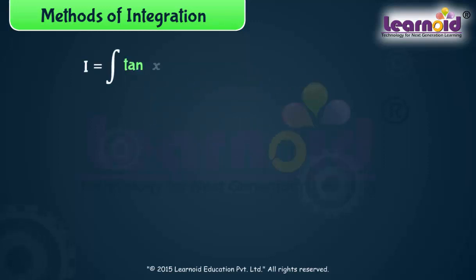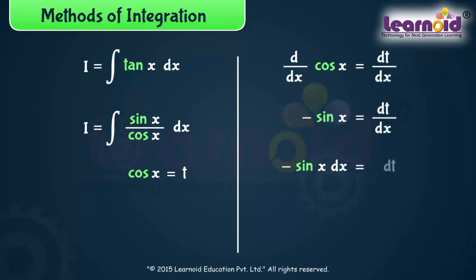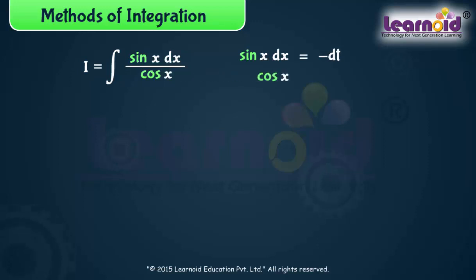Let us find integral of tan x by using substitution. Tan x is equal to sin x by cos x. So integral of tan x is equal to integral of sin x by cos x dx. Now let us make substitution. Cos x is equal to t. On differentiating, d by dx of cos x is equal to dt by dx, minus sin x dx is equal to dt, or sin x dx is equal to minus dt. As we can see now, in the integral, sin x dx is equal to minus dt and cos x is equal to t.